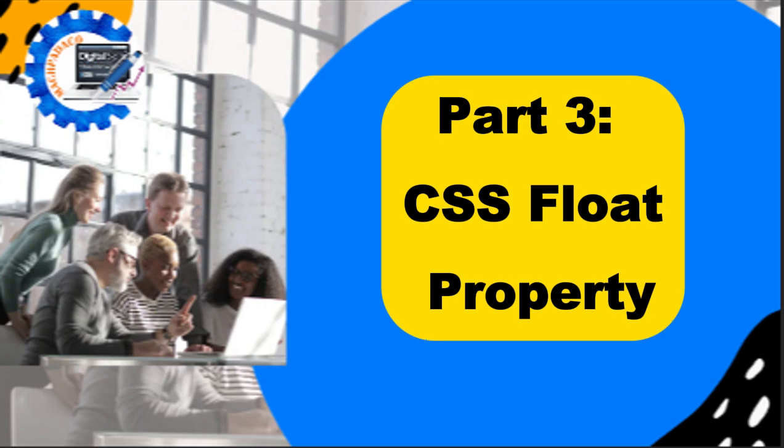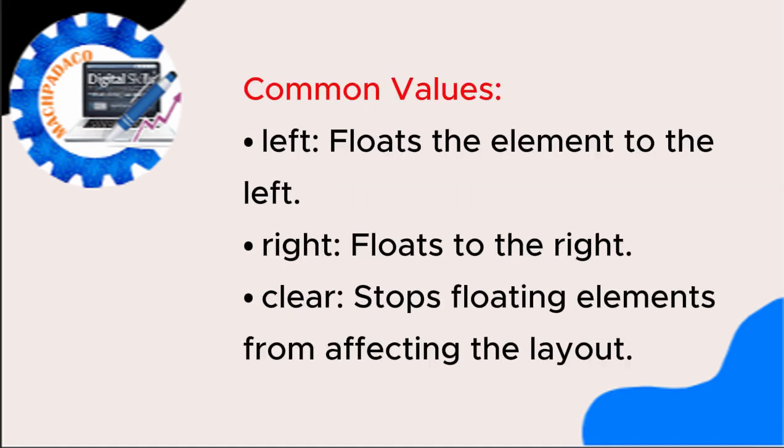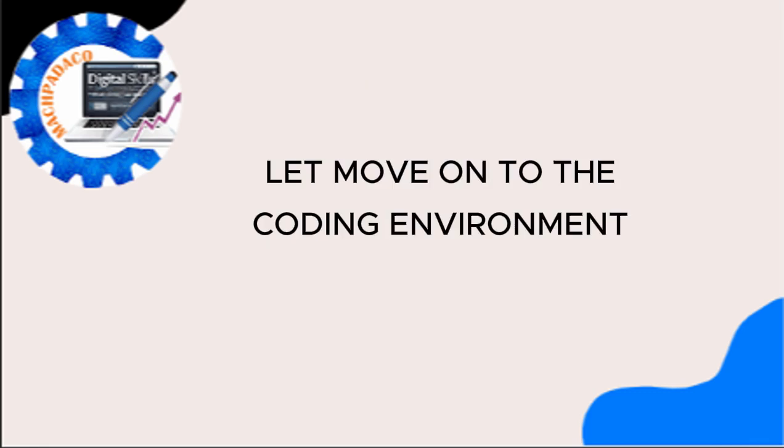Then we now have the CSS float property. The float property allows elements to wrap around other elements, originally used for text wrapping around images. Common values. Left, floats the element to the left. Right, floats to the right. Clear, stops floating elements from affecting layout. Okay, let's move on to our coding environment.